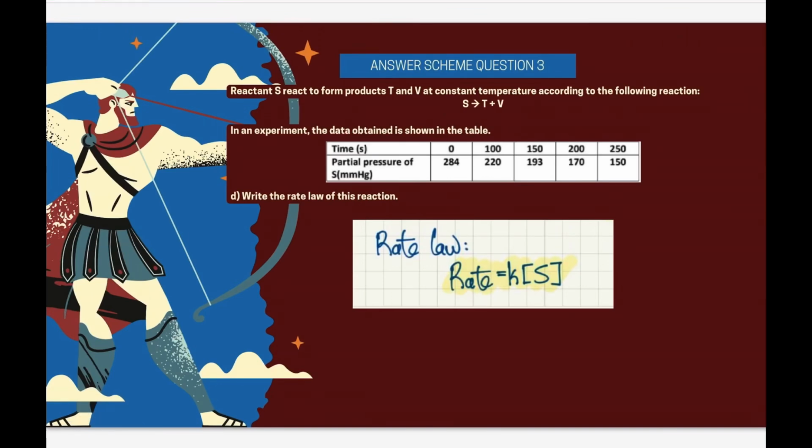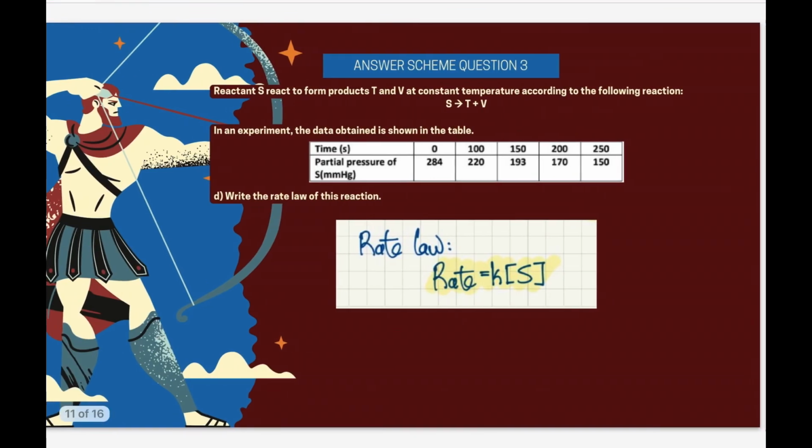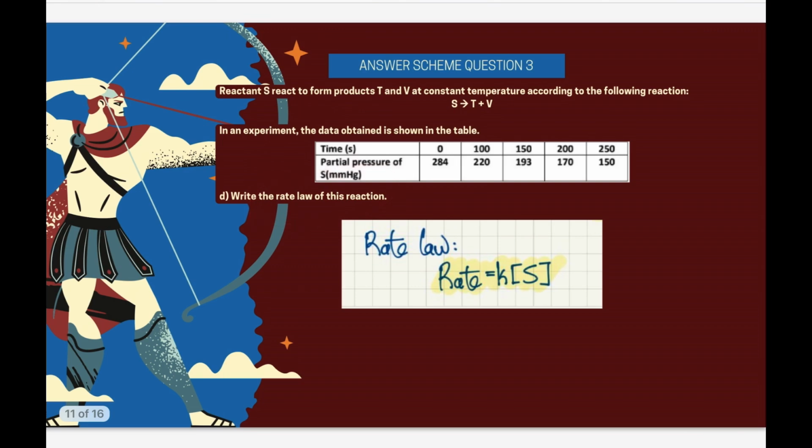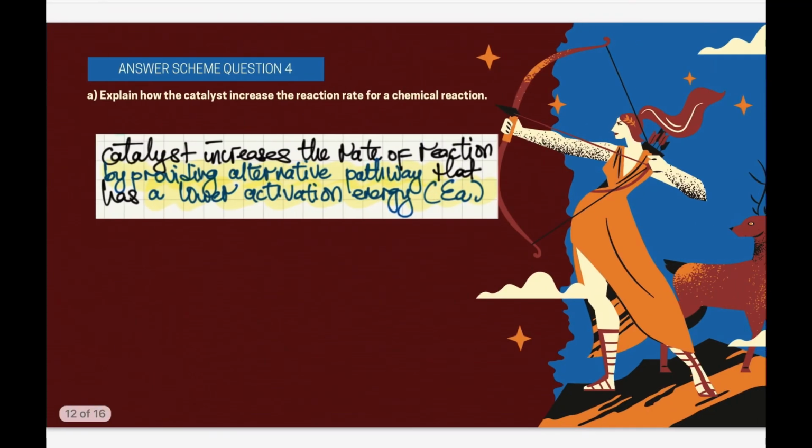Okay, and last but not least for question 3 adalah soalan D, dia suruh tulis rate law. Rate law maksudnya rate yang biasa tu. Jadi sebabkan kita sudah tahu dia first order, rate sama dengan K concentration S, power of 1 lah sebenarnya. Tidak payah tulis power of 1 pun tidak apa. It's okay. Alright guys, and then question 4.